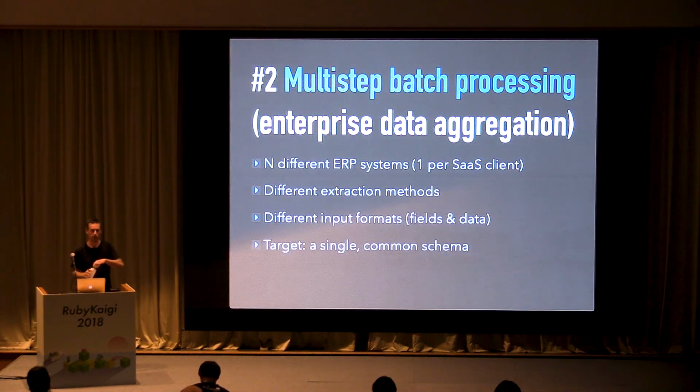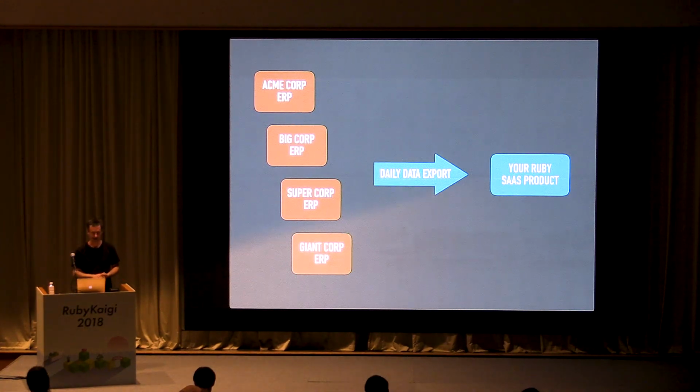The second typical pattern is more complicated, a multi-step batch processing. I call that enterprise data aggregation. Imagine you have many client systems which are all different, and they all provide different formats and different extraction methods, different input files, different fields, and data can be different. And you want to grab this back in a single database because you want to provide something out of that. If I make a picture, it looks like this.